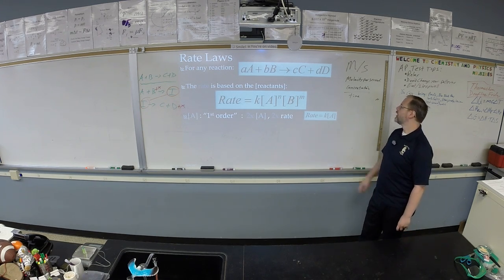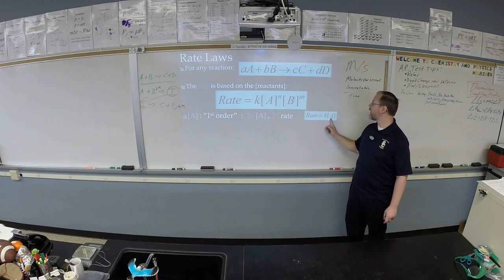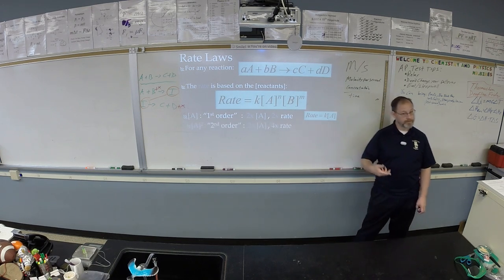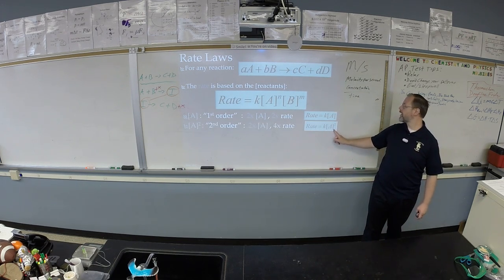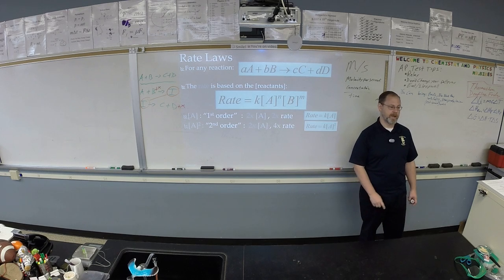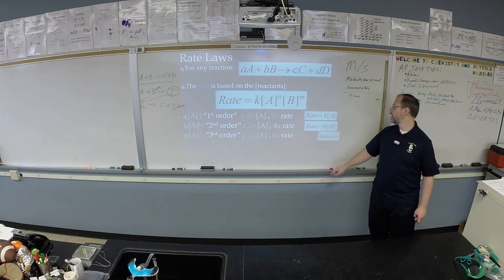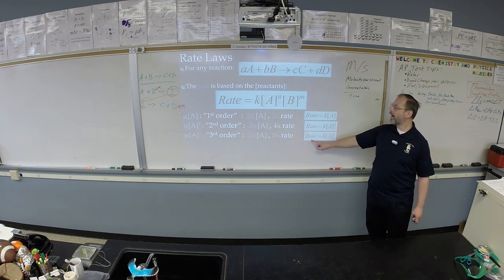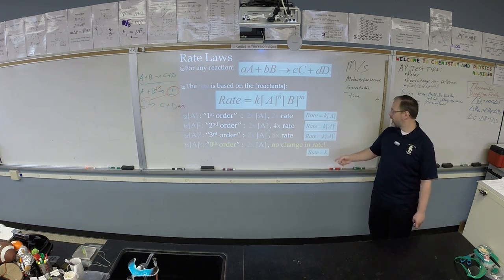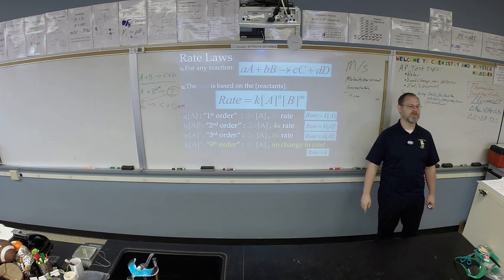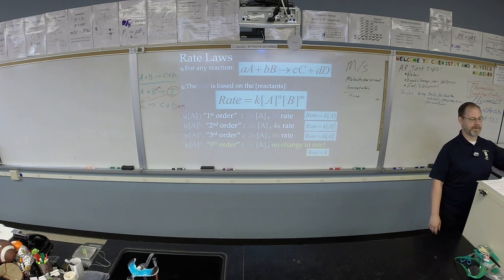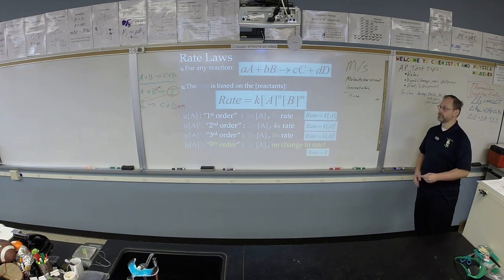Okay. So something that is first order, you double A, it doubles the rate. Second order, you double A, you quadruple the rate. Third order, you double A, you octuple the rate. And 0th order, anything you do to A has no change in the rate. If you want to write that down, go ahead and write that down. I'll give you some time.